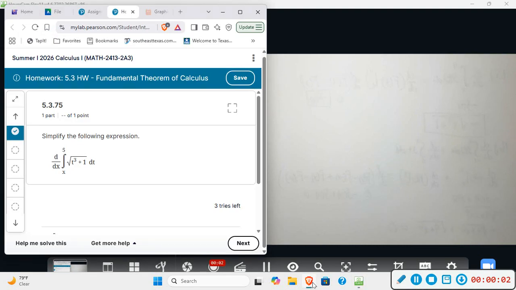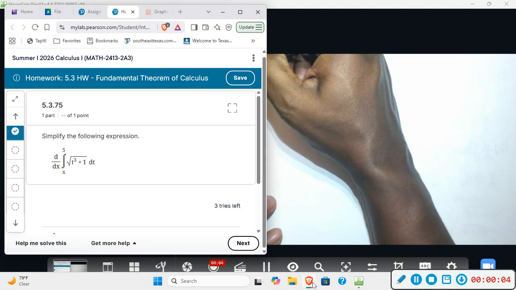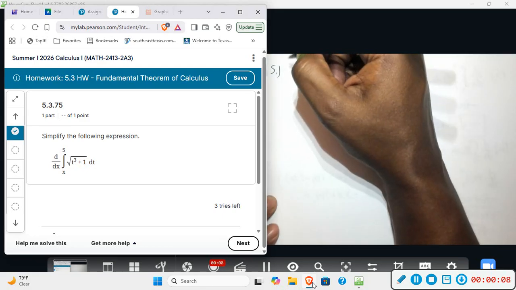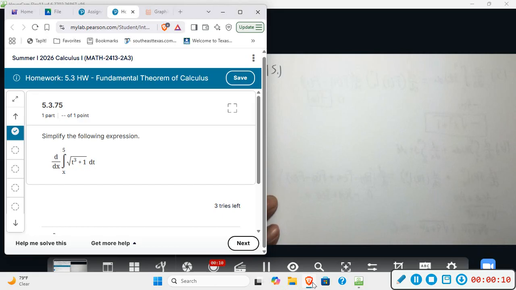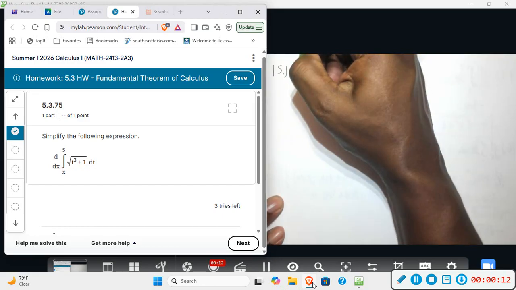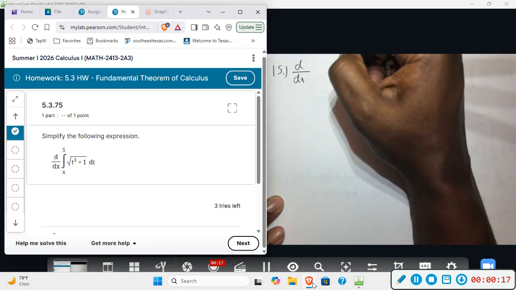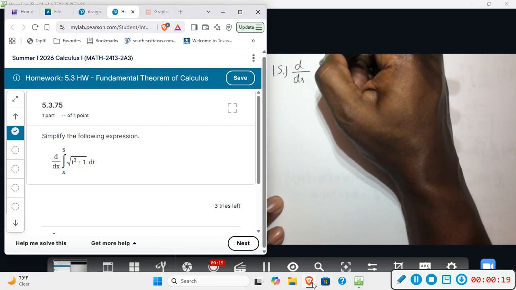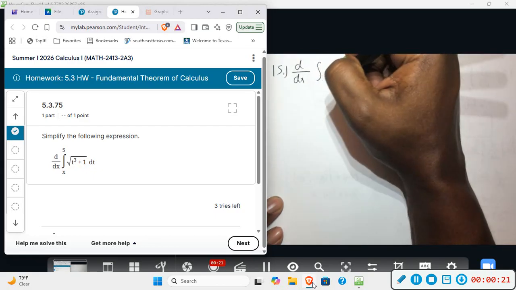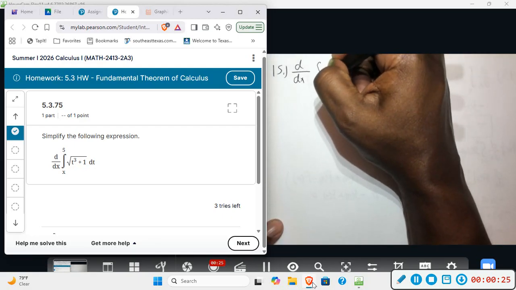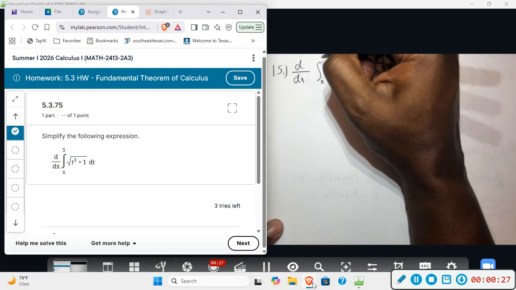All right, number 15, we want to simplify the expression. So we are doing the derivative of the integral. So we have a d dx out front, which means we're doing the derivative. And then we have integral from x to 5.